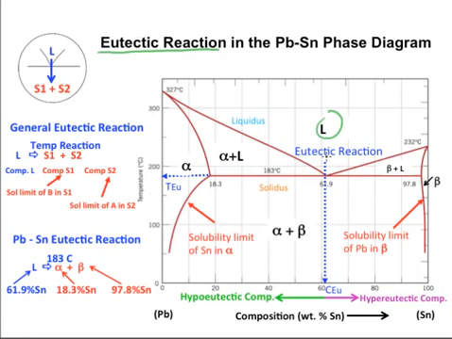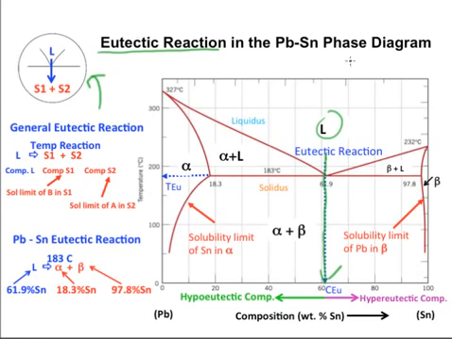So when it cools, it doesn't go through either of these two regions first. So it cools directly into the alpha plus beta region right there, right down there. And in general, it looks like this. I just did it on our example phase diagram.